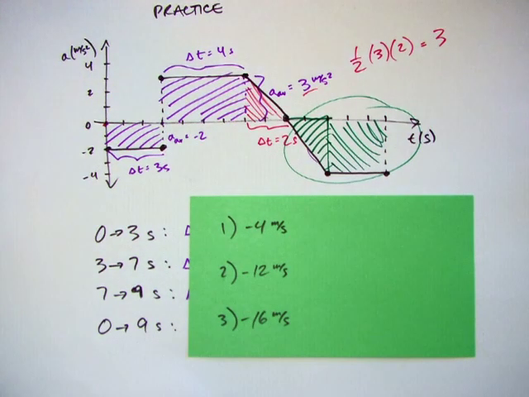And that's finding change in velocity from an acceleration time graph by taking the area underneath the curve.